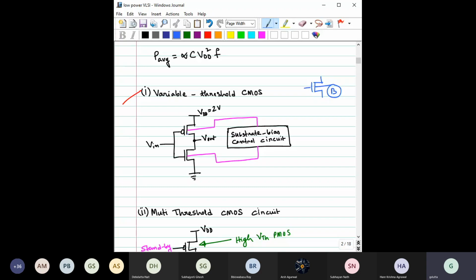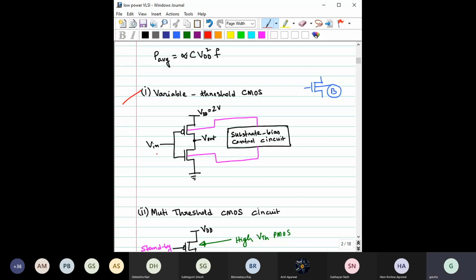What we can see here is a simple inverter, but in this inverter, the bodies are not connected with the source. Rather, these bodies are connected with a substrate bias control circuit. This substrate bias control circuit does what? It changes the bias voltages accordingly, such that you can alter the threshold voltage of this PMOS as well as the threshold voltage of this NMOS. Now, how can you do it? When do you want the threshold voltage to be higher?